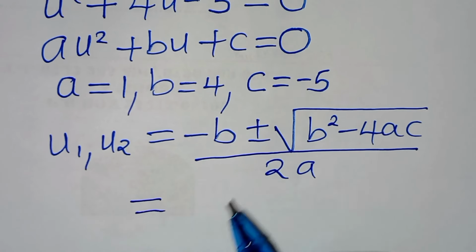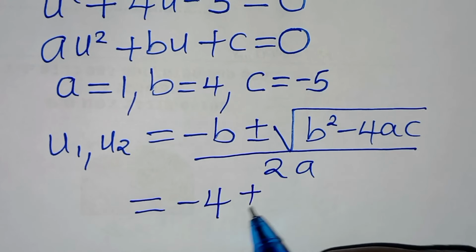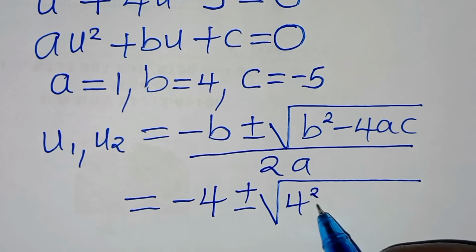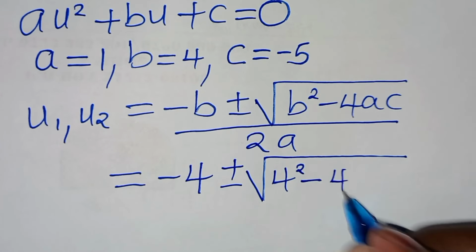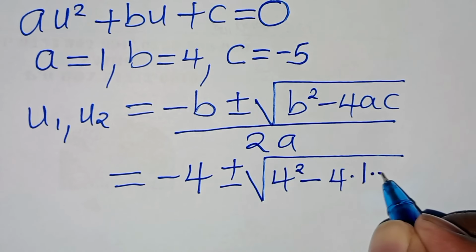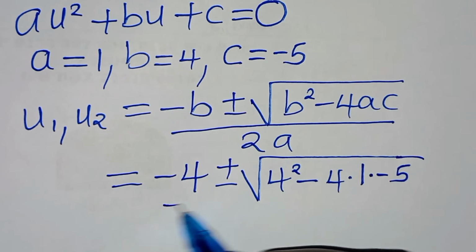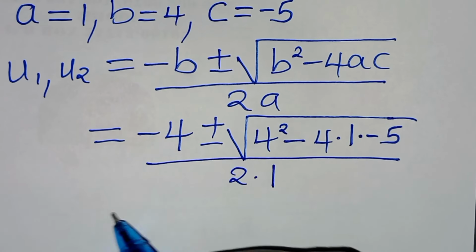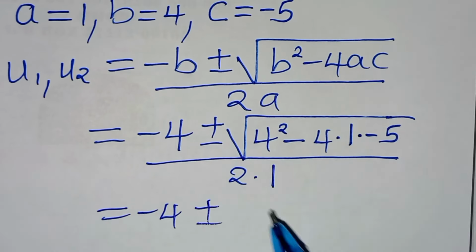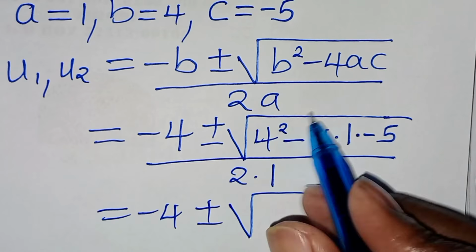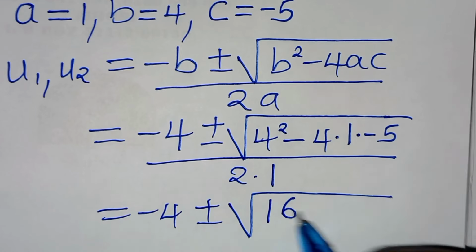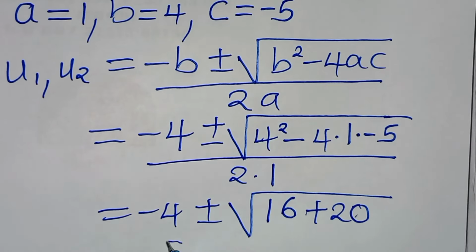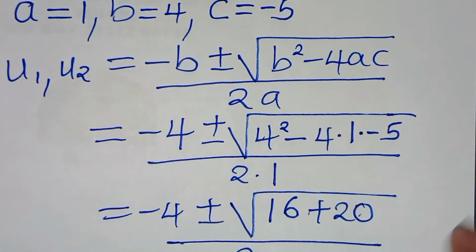So here we have minus 4 plus or minus the square root of 4 squared minus 4 times a, which is 1, times c, which is minus 5. Everything here divided by 2 times 1. So we have minus 4 plus or minus the square root of 4 squared, this is equal to 16. Then minus 4 times minus 5, this is plus 20. Then everything divided by 2.